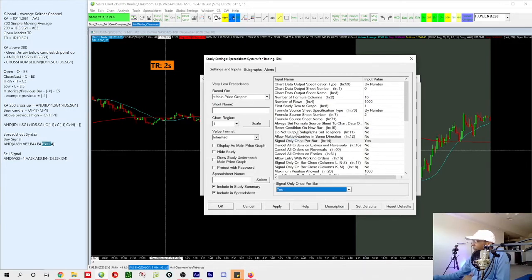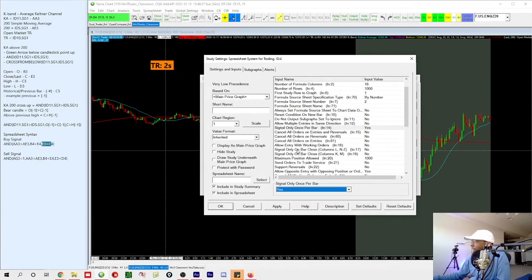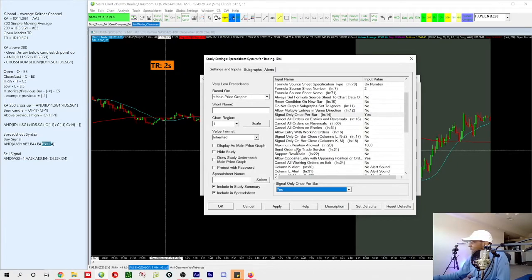Like I explained before, the reason I want that is, let's say we get triggered into a trade because the current price takes out the high of the previous bar, but then once we get triggered into that trade, the price pulls back below the high of the previous bar, and then it pops back up. If I don't have signal only once per bar set to yes, then every time it dips below and pops back above the high of the previous candle, it's going to keep triggering me into a trade. So we're going to make sure we have that set to yes, so that it only does that once per bar.